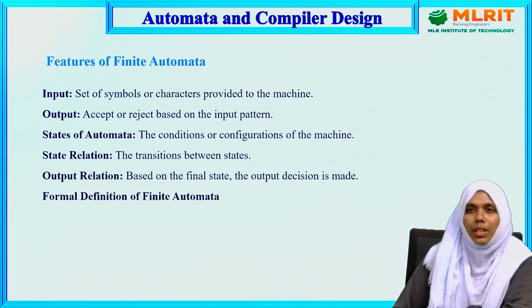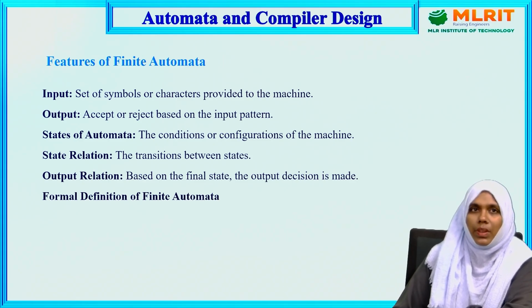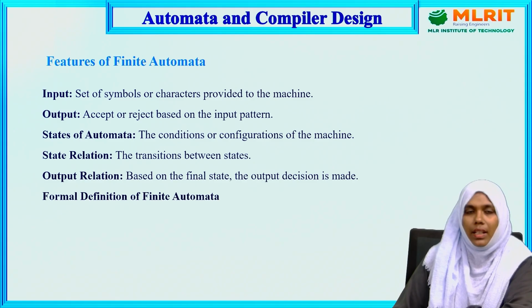Next, coming to the state relations. Generally, the relation between the different states is known as the transition. And the last one is the output relation, which is based purely on the final state. That means the output decision is made only on the final state. Wherever your states end will be considered as the output, and also as the final state.